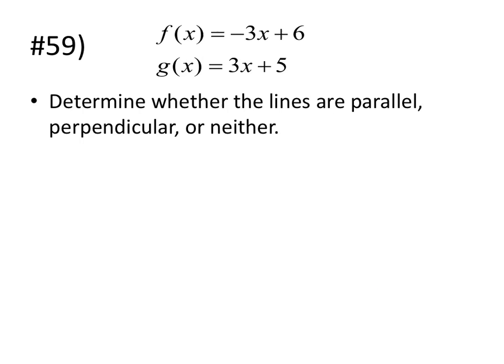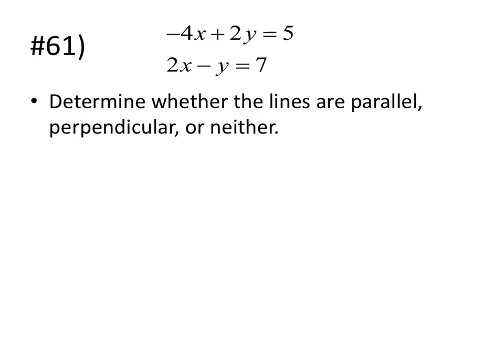Okay? Determine whether lines are parallel, perpendicular, or neither. Remember, if your slopes are the same, they're parallel. If they're opposite reciprocals of each other, they're perpendicular. And if they are neither of those, they're neither. Okay? So let's look at the slopes. Okay? They're not the same. They're not negative reciprocals of each other. So these would be neither.